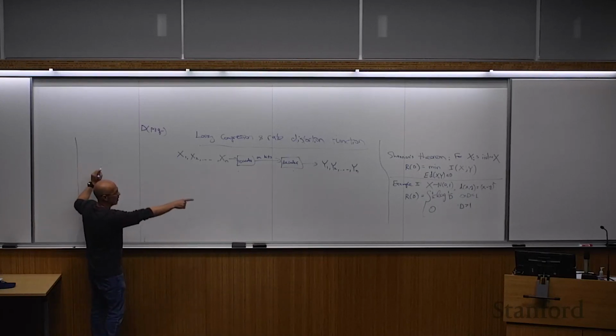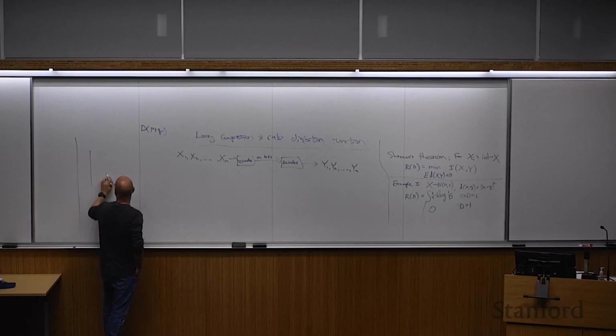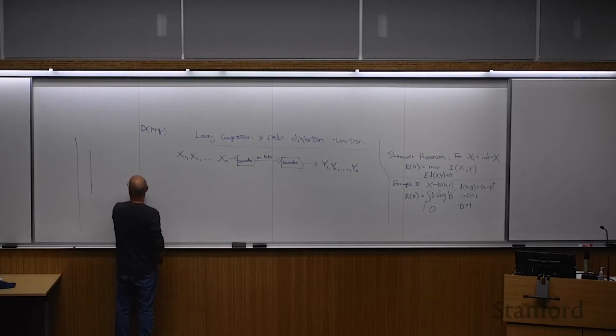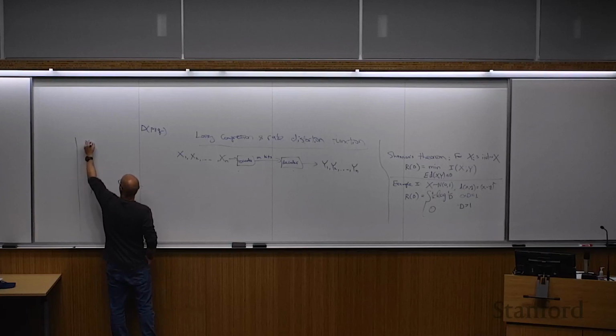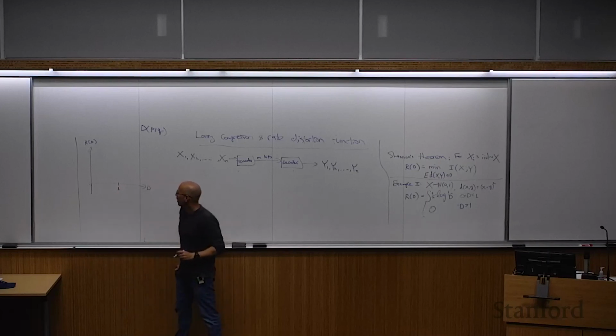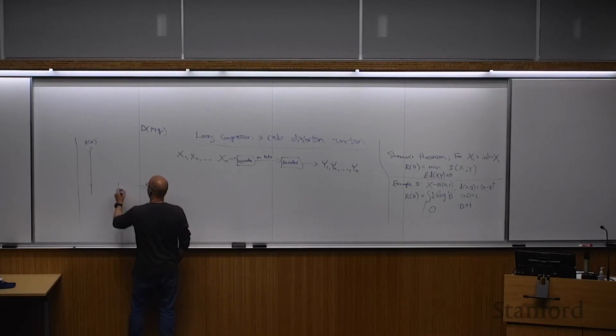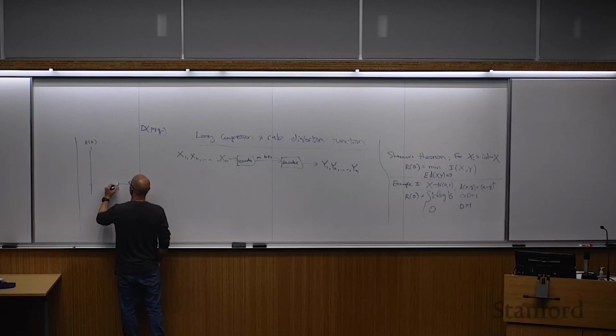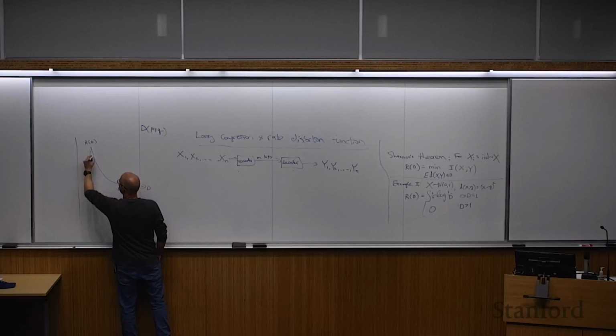Okay, let me plot it here. It looks something like this: here's R of D, here's D, and here's 1, and starting from 1, it's 0, and then for D less than 1, it's doing something like this.